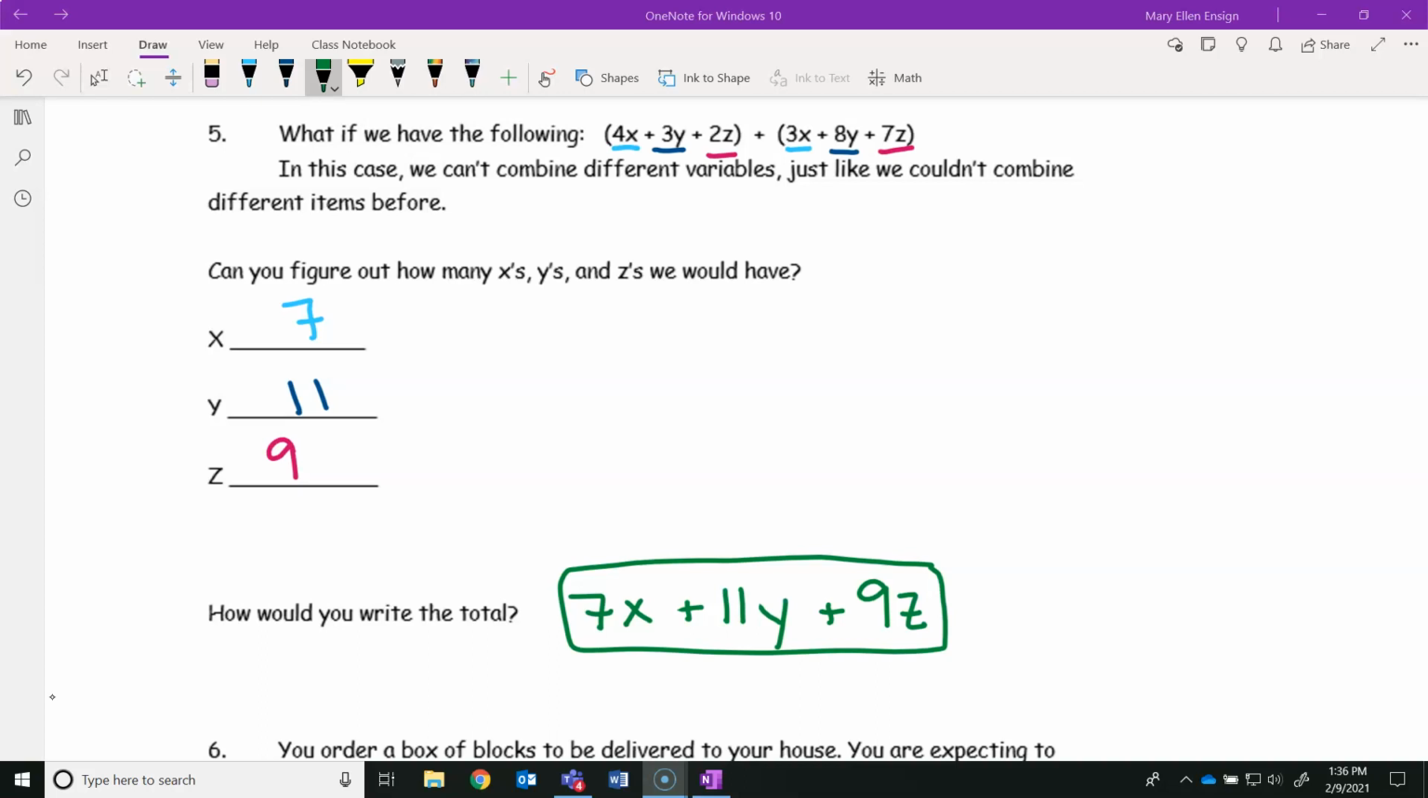You can write that in any order. You could say 11y plus 7x plus 9z, for example. But often, to be sort of the standard format, we write the variables in alphabetical order. So x, y, z. Now, again, hopefully you're understanding by now, we can't combine these, right? We can't say, oh, 27 something. Even though 7, 11, and 9 add up to 27, they're representing different groups of items.